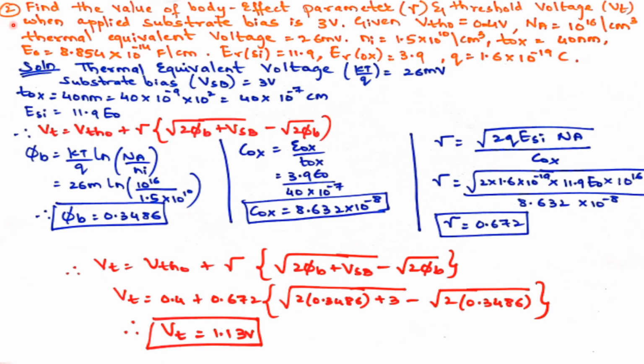So the next problem statement is, find the value of body effect parameter and threshold voltage when applied substrate bias is 3 volt, given VTH naught 0.4 volt, doping concentration 10 raised to 16 per centimeter cube, thermal equivalent voltage 26 millivolt, carrier concentration is 1.5 into 10 raised to 10 per centimeter cube, thickness of oxide layer 40 nanometer.